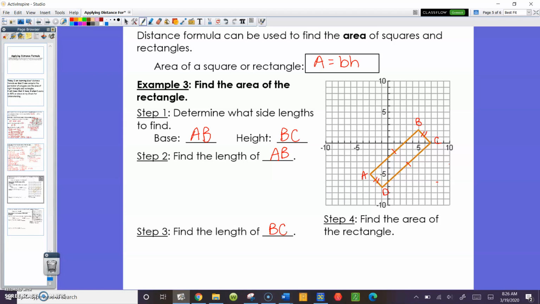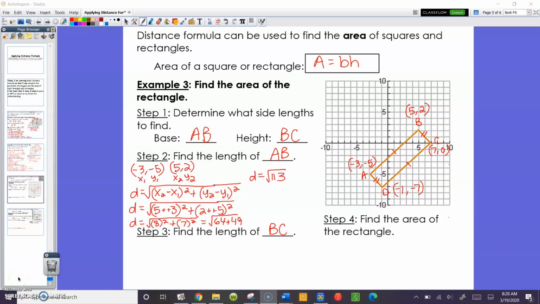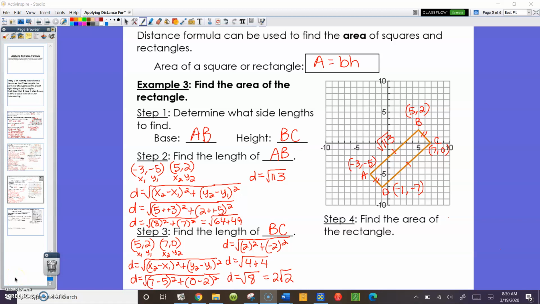So let's go ahead and find the ordered pairs. Here are our ordered pairs. So let's go ahead and find the length of AB. The length of AB is square root of 113. Okay, now let's go ahead and find the length of BC. The length of BC is 2 square root 2.